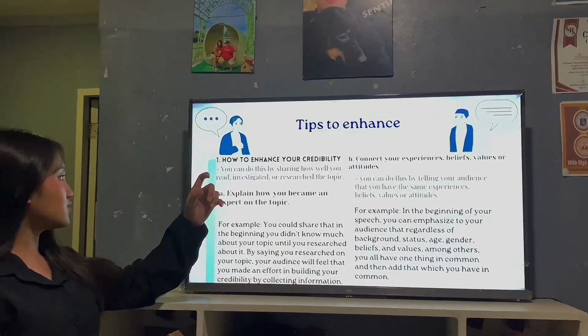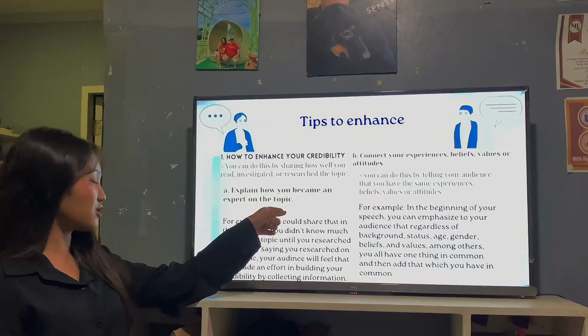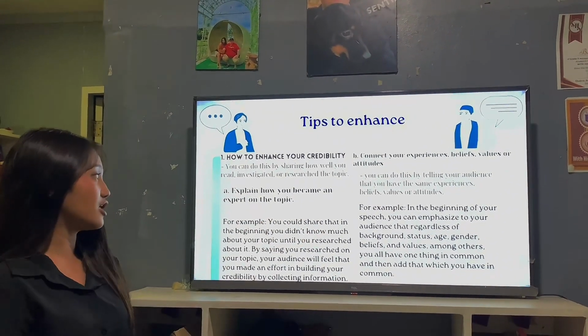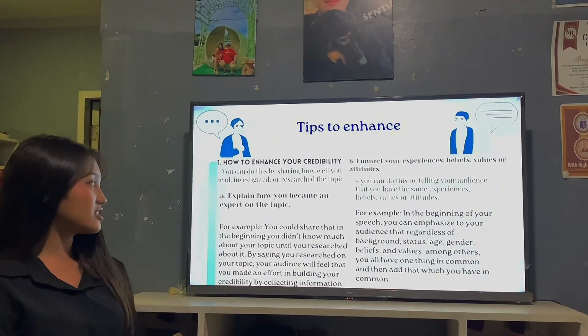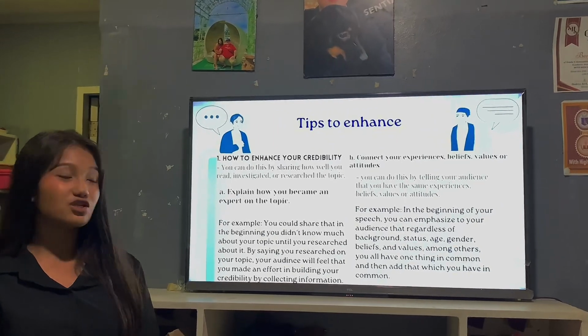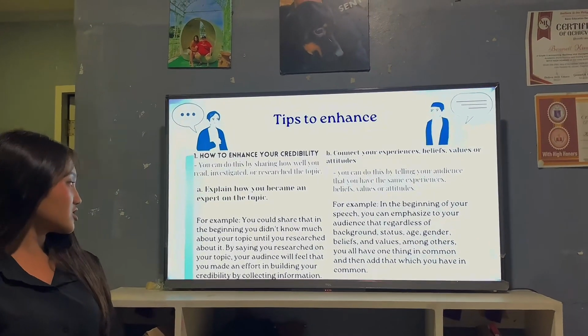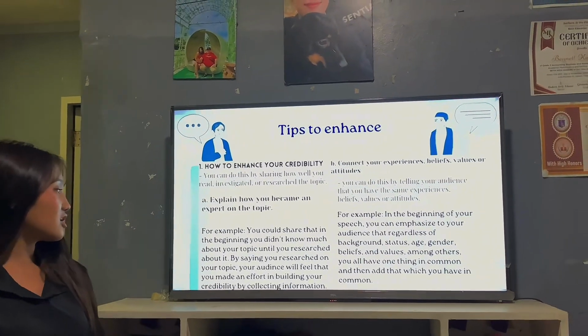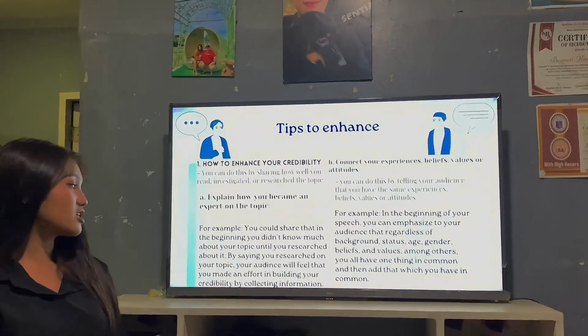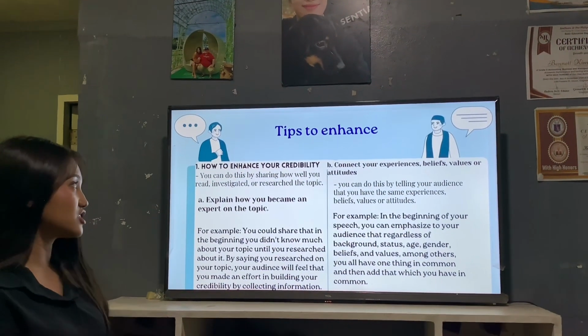Number 1 you need to do is explain how you became an expert on the topic. For example, you could share that in the beginning you didn't know much about your topic until you researched about it. By saying you researched your topic, your audience will feel that you made an effort in building your credibility by collecting information.